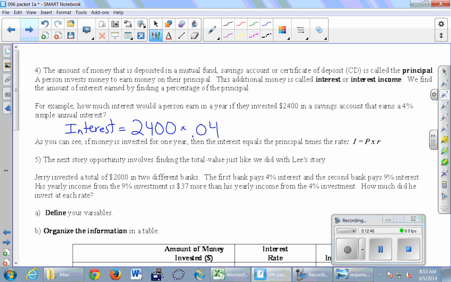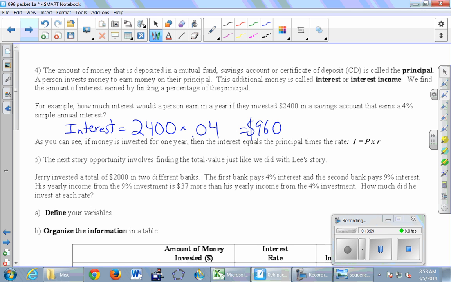It's not 2,400 times 4. What did he do? Yeah, percent into a decimal, right? Okay, so we get whatever we get here. What do we have? 48.96. I think that's right, $960.